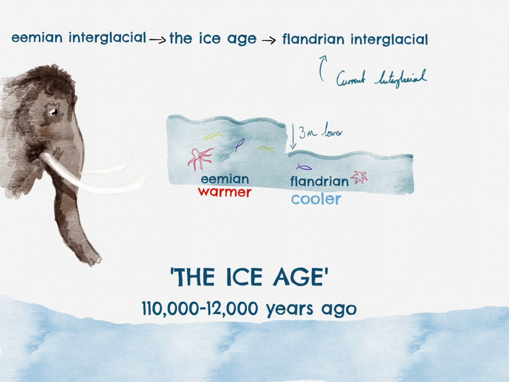The Ice Age lasted from 110,000 to 12,000 years ago, after which the ice sheets retreated at the beginning of the current interglacial, called the Flandrian. This interglacial is slightly cooler than the last interglacial, the Eemian, and sea levels are at least 3 meters lower. These differences are being studied by scientists to understand how our climate will develop in time.